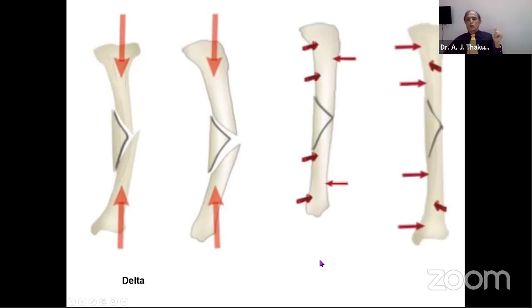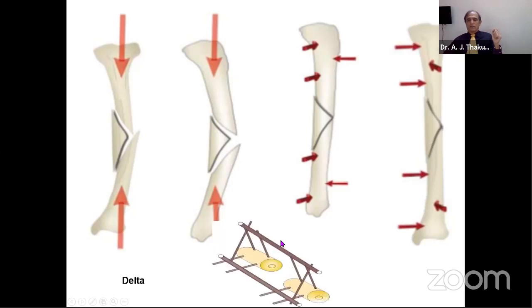So we have to use two frames then, something like this, which is called a delta frame. Here we have applied one in the most convenient place on the medial side, and the other one slightly oblique on this side, and then connected it to that. This becomes a very strong frame, and now it will take care of the forces which are acting, in this case, from anterolateral to posteromedial side.